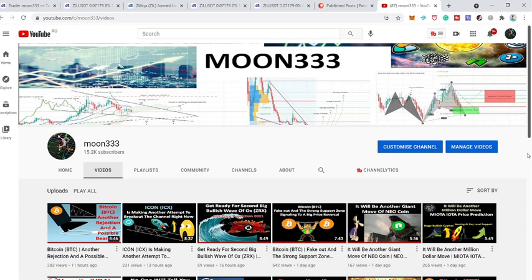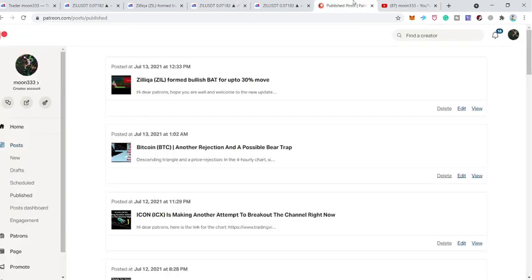Today I want to share with you how the price line of Zilliqa has formed a very big bullish reversal pattern, and with that the price line has also formed another harmonic bullish reversal sub pattern on the smaller time frame chart.